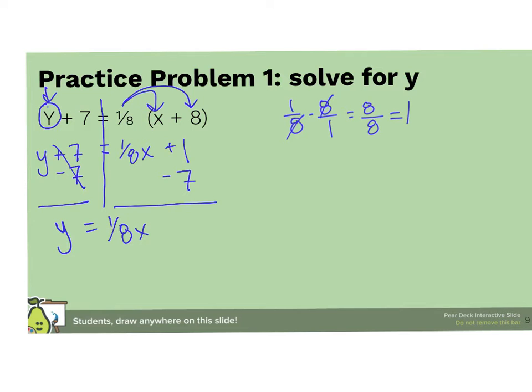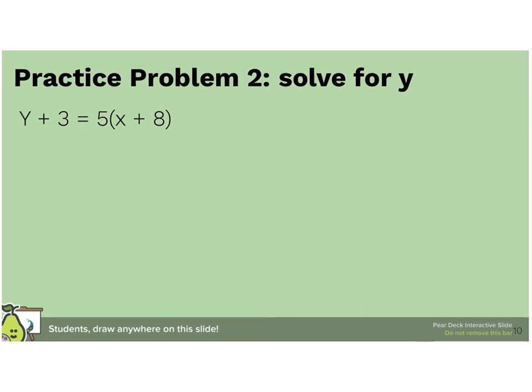I have a positive 1 and a negative 7. Since signs are different, I subtract. 7 minus 1 is 6. I keep the sign of the larger, and that is negative. I have more negatives than positives. So y equals 1/8 x minus 6. Final answer. Practice problem 2.